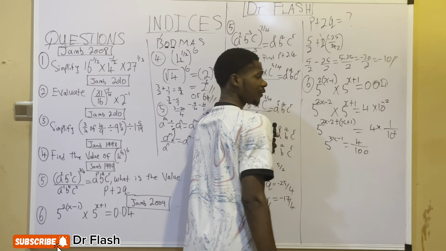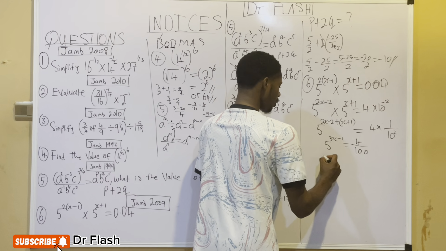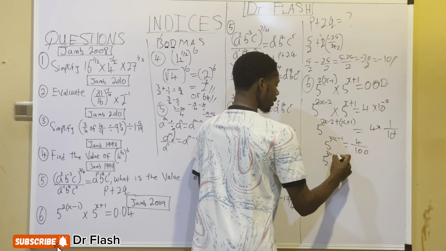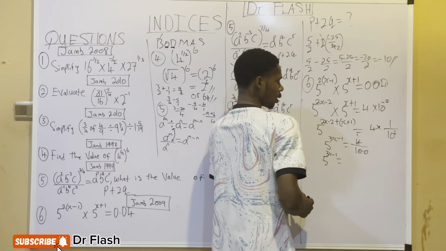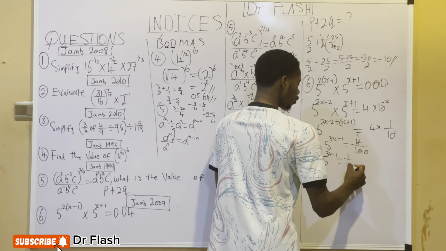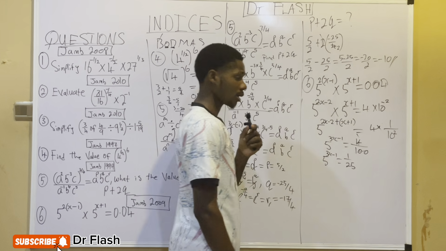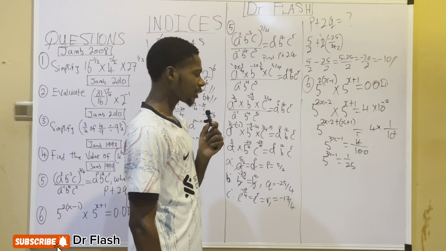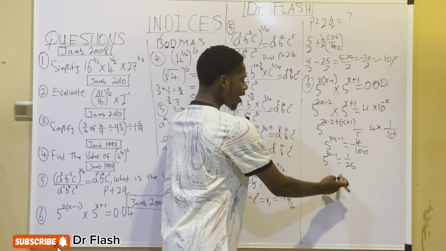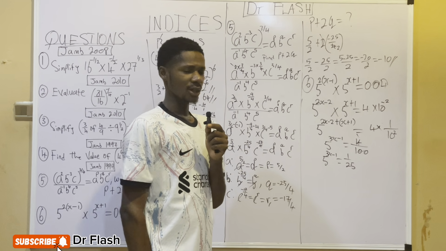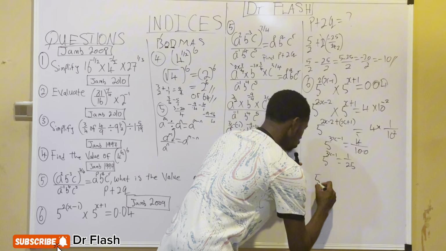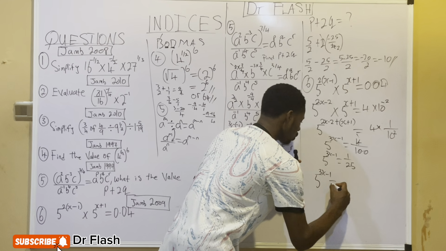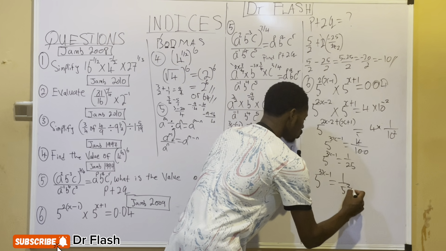And we can further simplify that. In fraction, we're going to have 5 to the power of 3x minus 1 equals 4 over 100, and 4 into 100 gives you 25. So we have 1 over 25. Now what are we going to do here to find the value of x? 25 can be written in terms of 5, right? 25 is the same thing as 5 squared. So we're going to write this as 5 to the power of 3x minus 1 equals 1 over 5 squared.